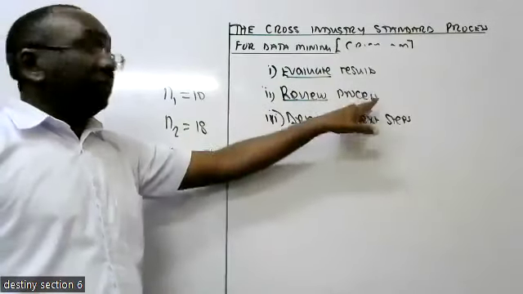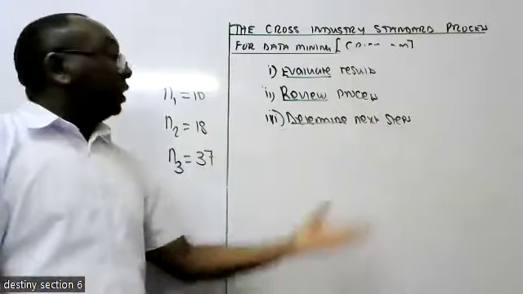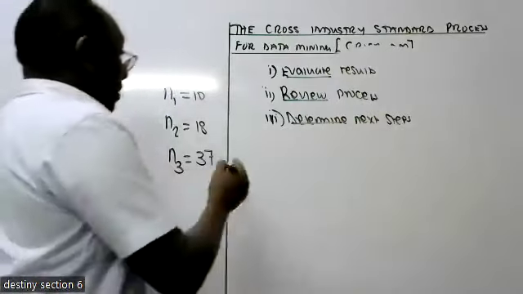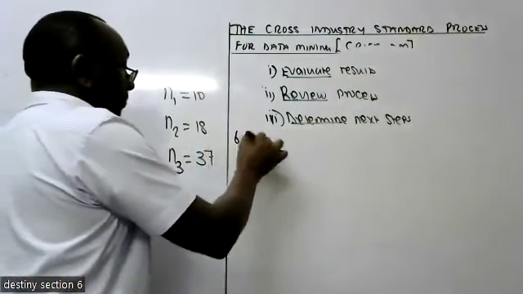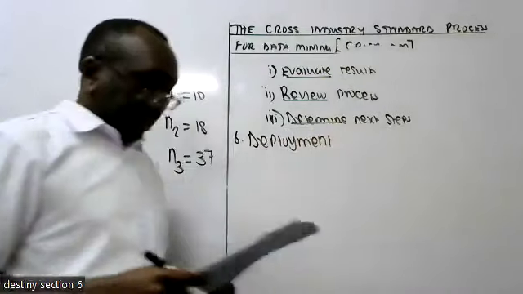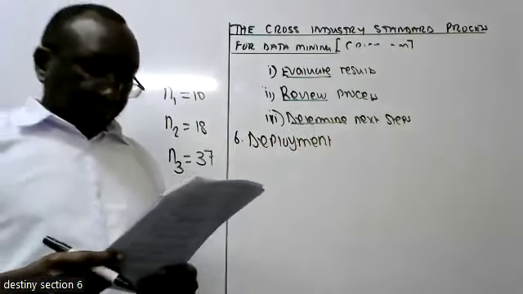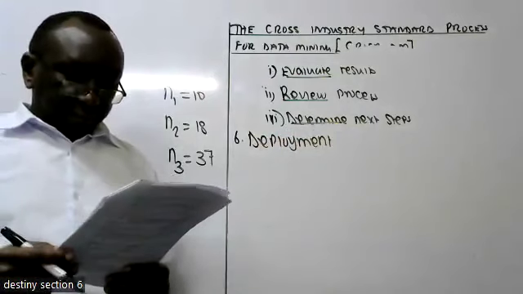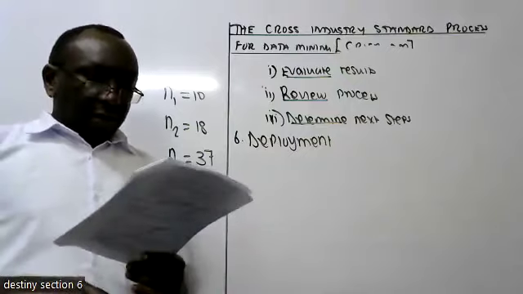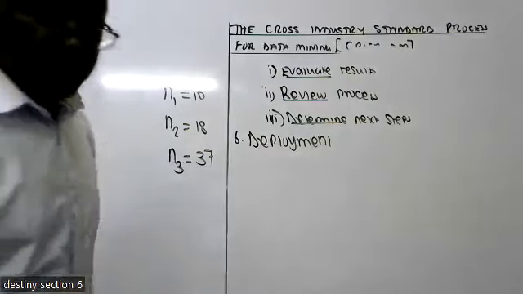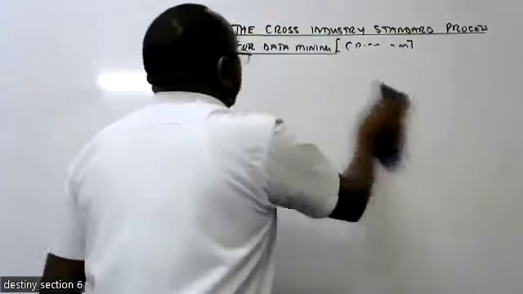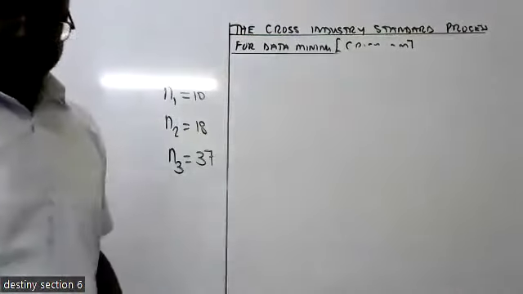You review the results, you review the process, then from what you have seen, you give the recommendations of the next steps. And finally, number 6 is called deployment. This is where now you use the model. This is about adopting the model.